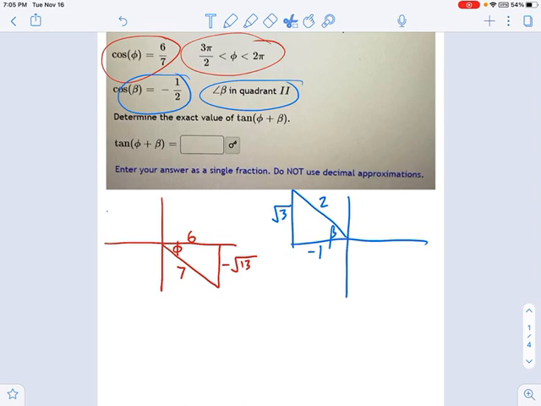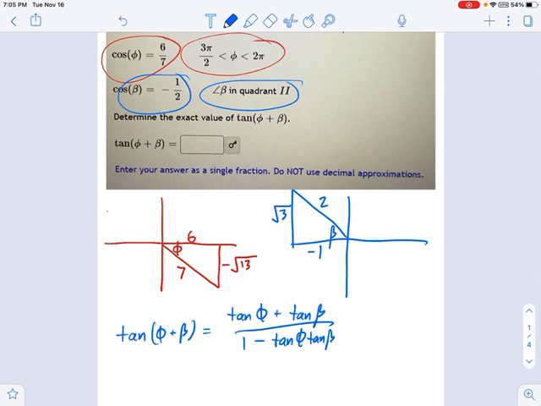I want to use these completed triangles to make this thing. And if you think about what tangent requires, it doesn't require sines and cosines. Tangent of phi plus beta requires tangent of phi, tangent of beta, and 1 minus tangent of phi times tangent of beta. So if I can just get tangent of phi and tangent of beta, we are set.